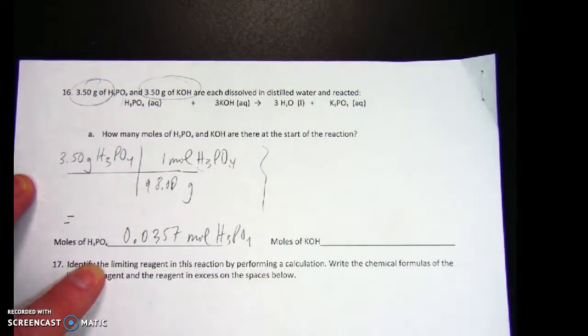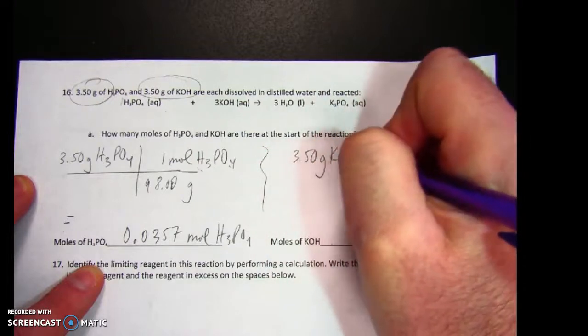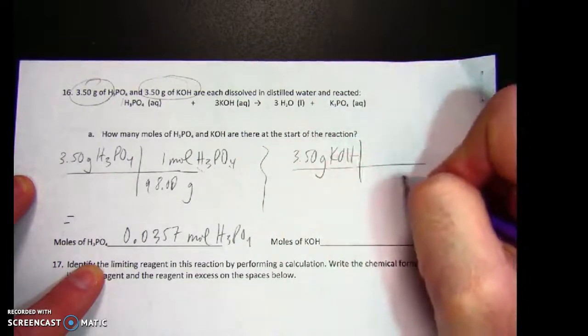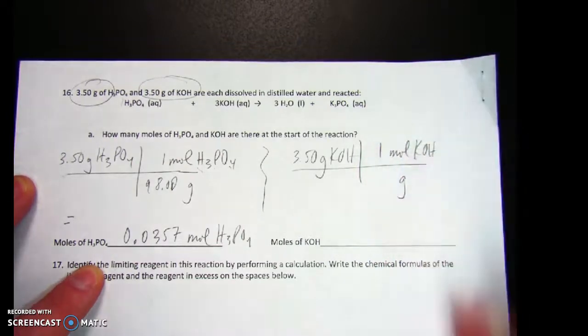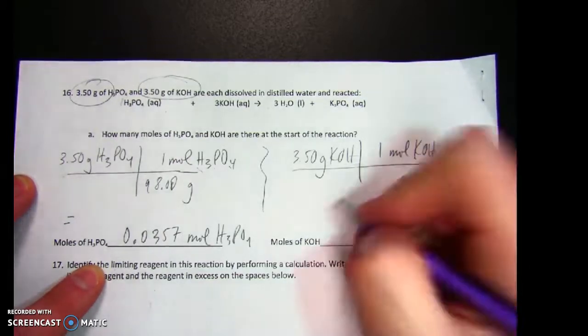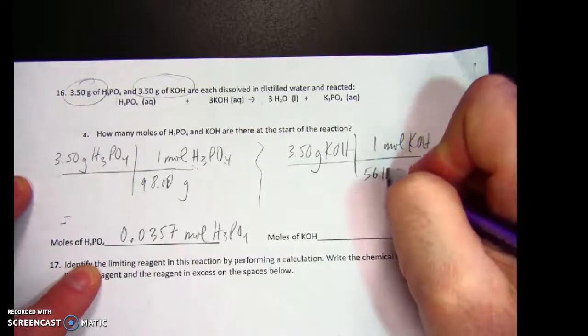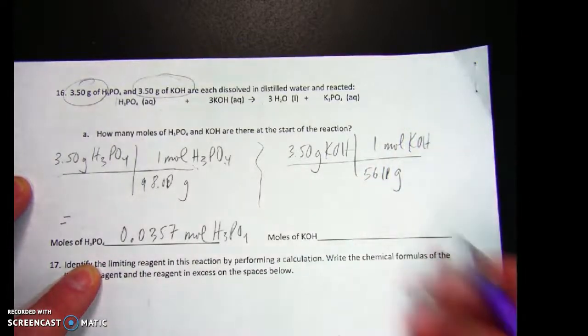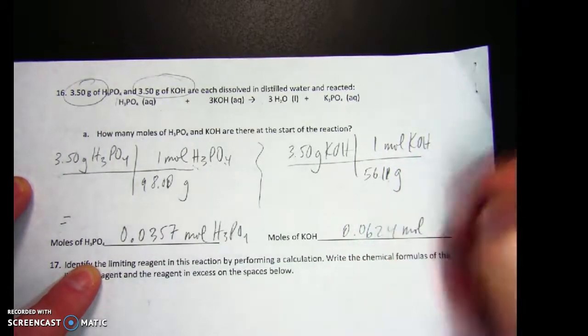How many moles of KOH are there to start? I have the same starting grams of KOH, but here I must use KOH's molar mass. Potassium hydroxide. Adding together 1 potassium, 1 oxygen, and 1 hydrogen, I get a molar mass of 56.11 from the periodic table, leaving me with 0.0624 moles of KOH.